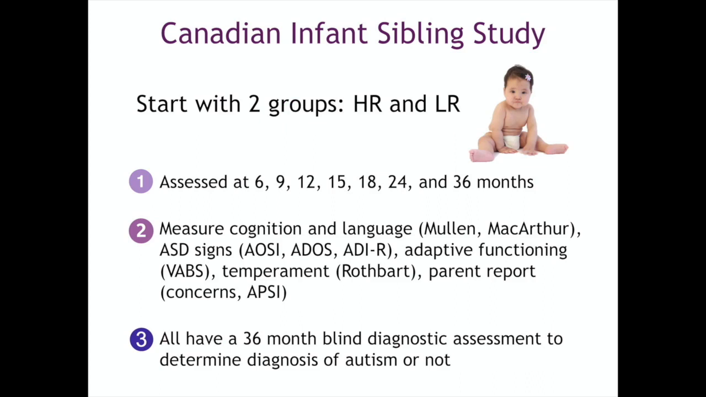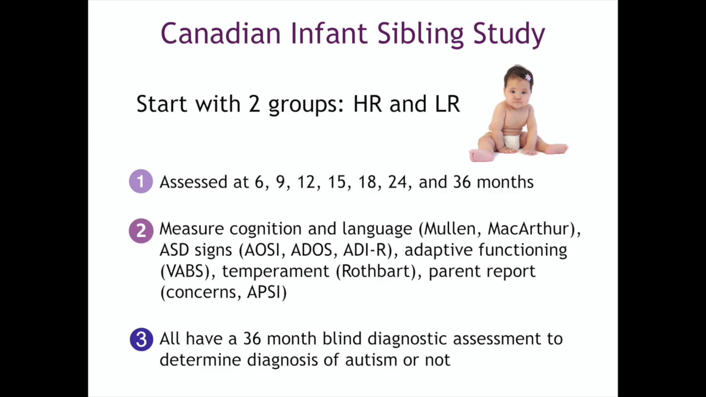So you start out with two groups: the high-risk group, or the younger siblings of kids with autism, and the low-risk group, or the young children who do not have a family history of autism. And we asked them to come into our research center, and we had them come in at 6, 9, 12, 15, 18, 24, and 36 months of age.